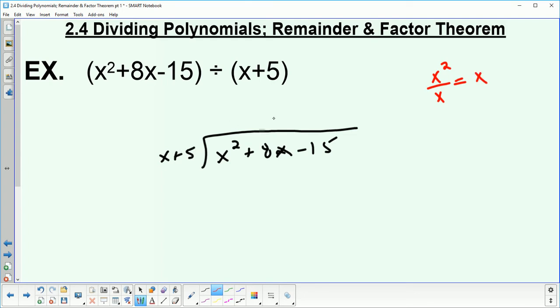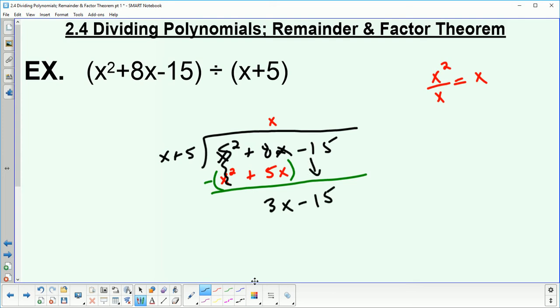So that's what I'm going to write up here. You'll notice I put it above the other x. And now I need to multiply through. So x times x gives me x squared. x times 5 gives me 5x. Okay, and be careful, we are subtracting those terms. So this is the piece where you want to be careful. Our result then, x squared minus x squared, these first terms should always cancel out. 8x minus 5x ends up as a 3x, and I'm going to bring down my minus 15.